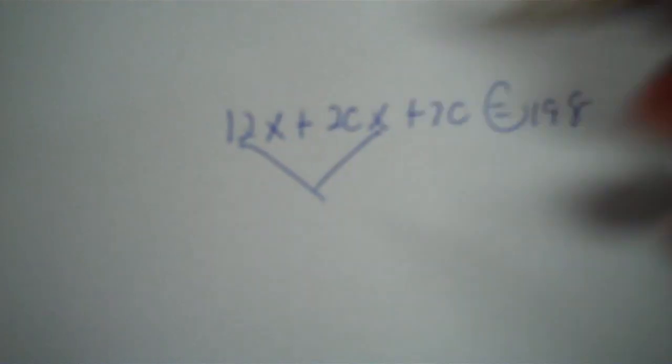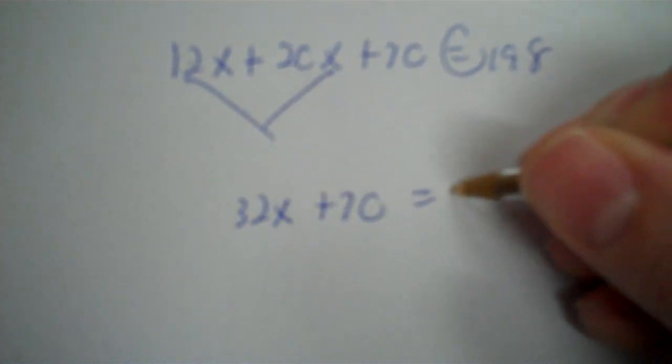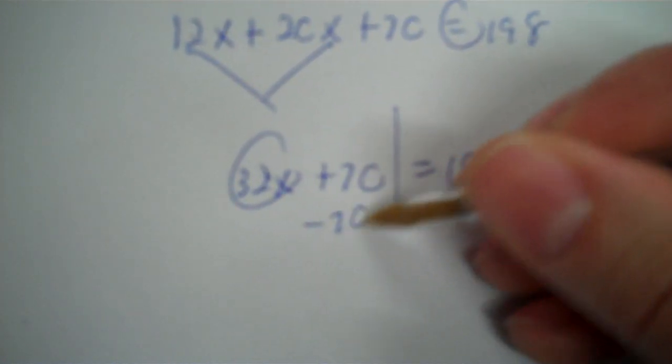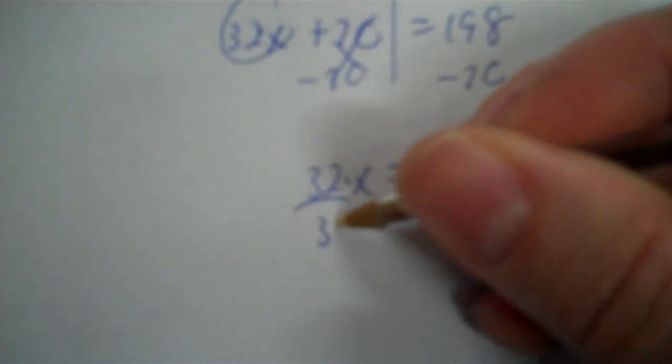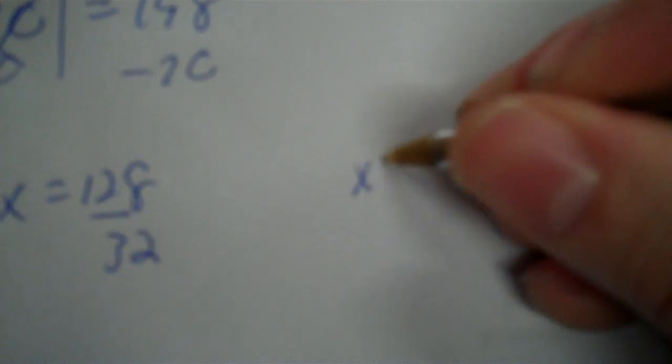So I combine my like terms of x, 32x plus 70 equals 198. Then I subtract the 70, and that's 128. And I divide by 32, and 128 divided by 32 is 4. So here's the x solo, so that's your paperback book cost. And then 4 plus 3.50 is 7.50.